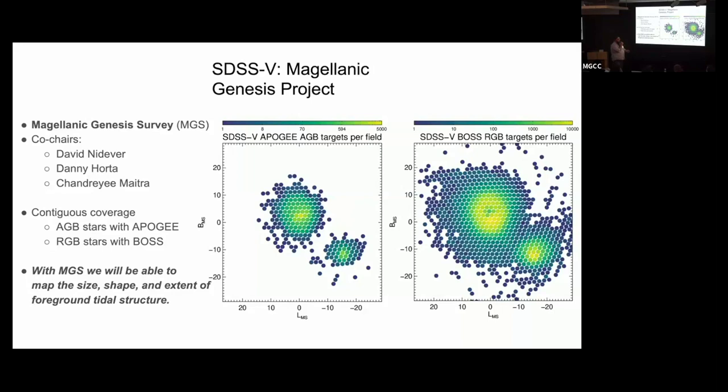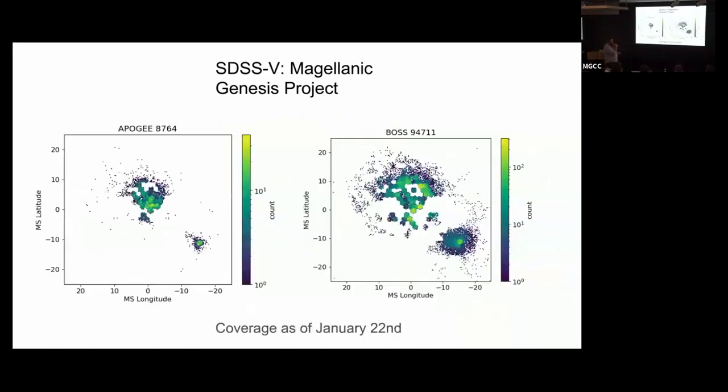The good news is we are planning to have a more continuous coverage of the SMC, so we can map the size, shape, and extent of this superstructure we are finding across the SMC. As of January 22nd, the coverage for the BOSS was pretty good for the SMC. So we have some preliminary results.